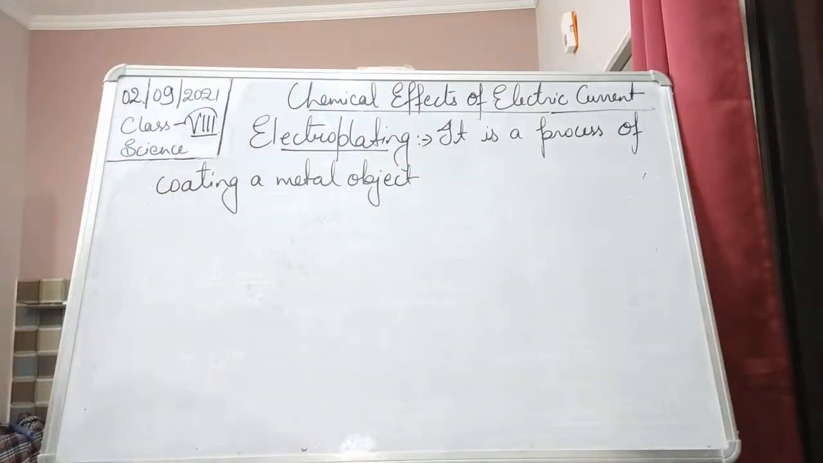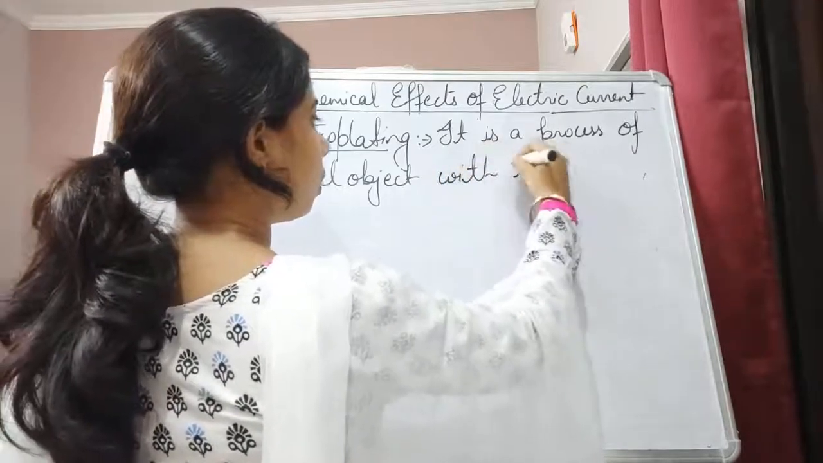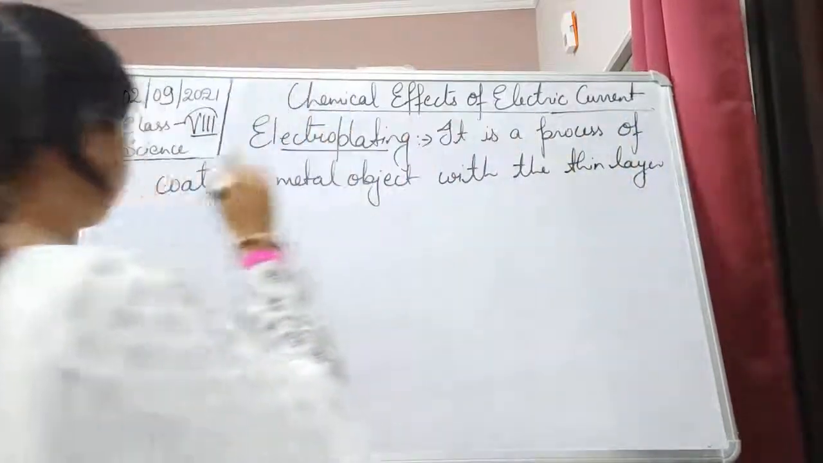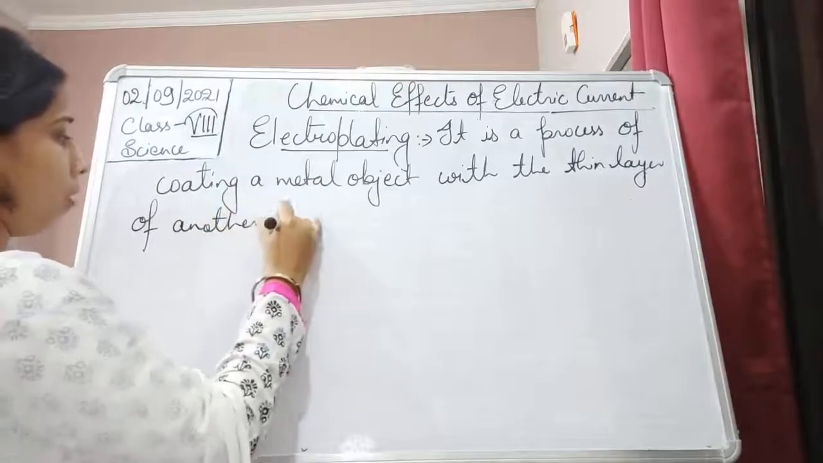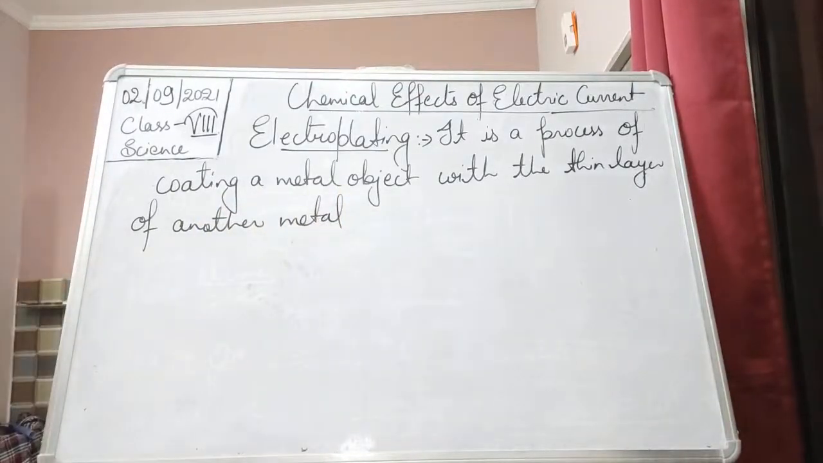So we can define it as the process of coating a metal object with a thin layer of another metal by means of electrolysis.